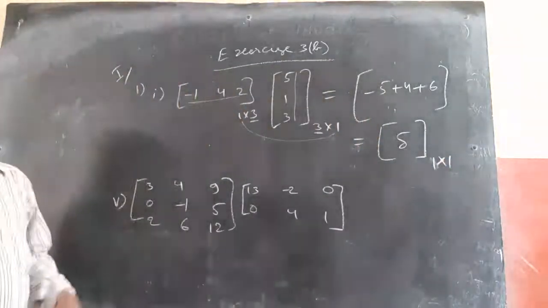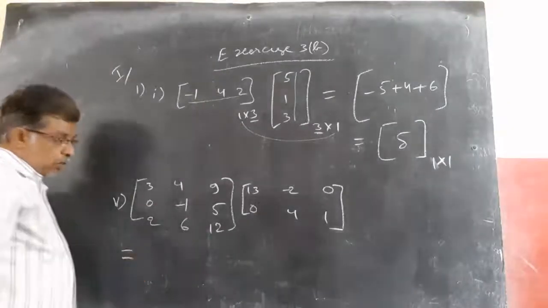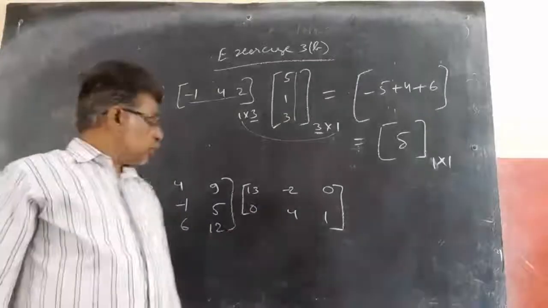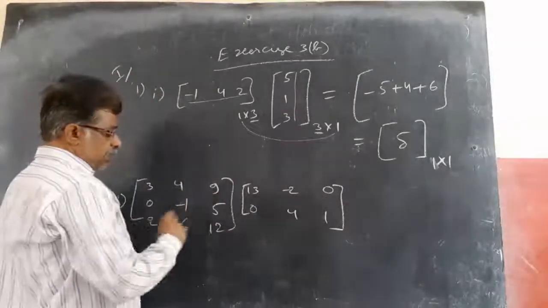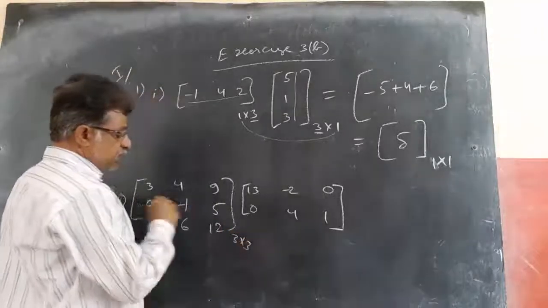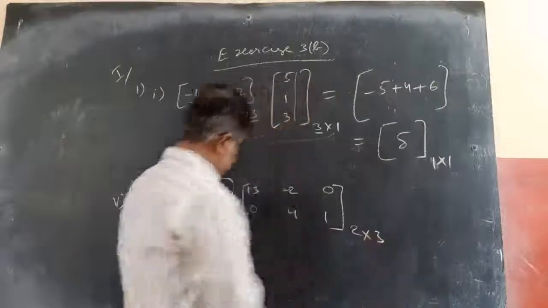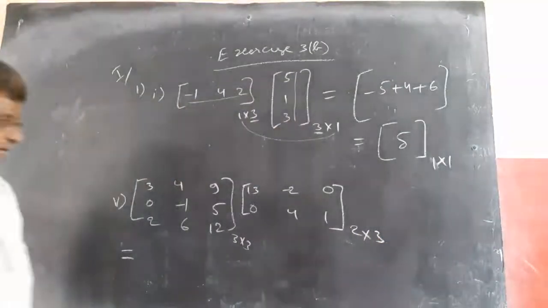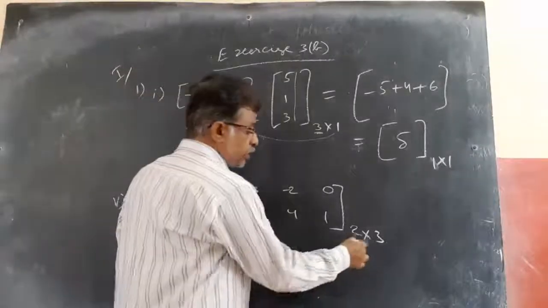So 1 by 1, 1 row, 1 column, that is 5. That's it. Now coming to this example, how to multiply these two? This contains 3 columns and 3 rows, so this is 3 by 3. But here only 2 rows and 3 columns, 2 by 3. Find the product. Does the number of columns equal the number of rows?